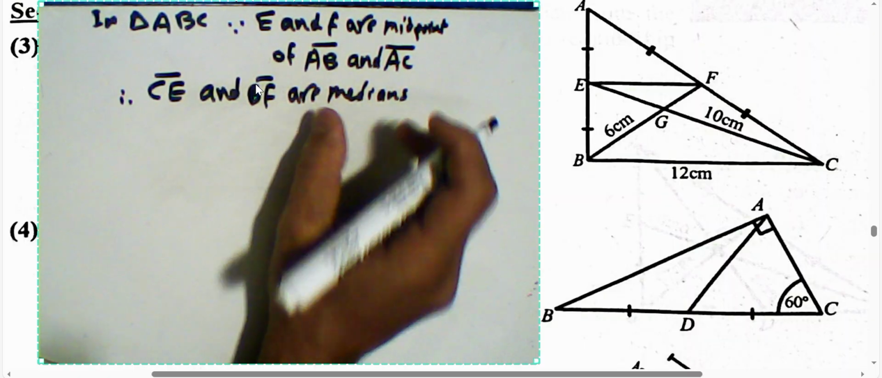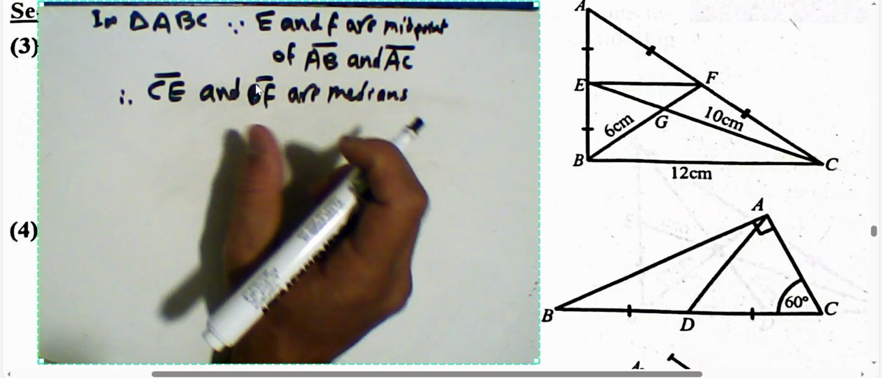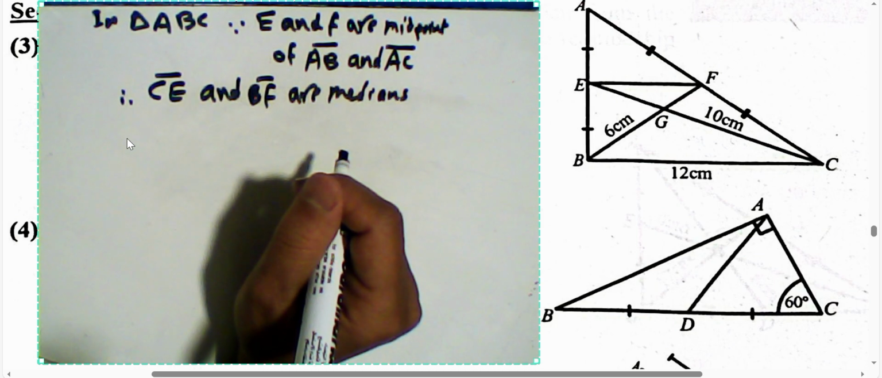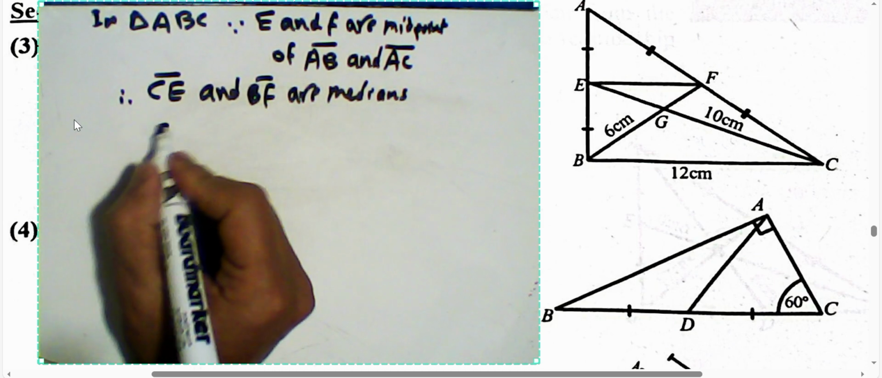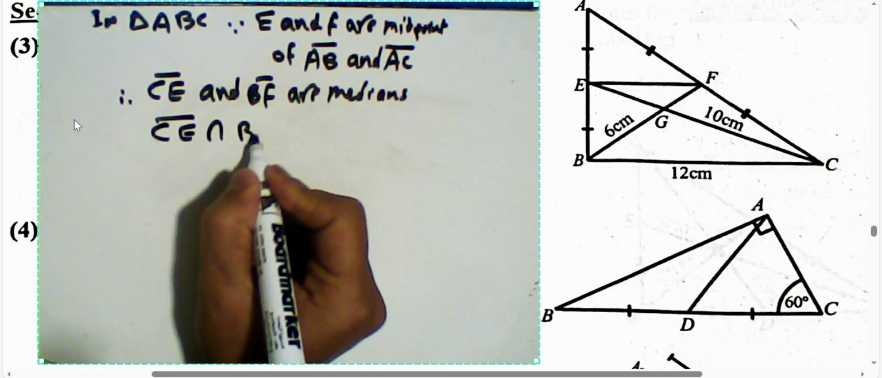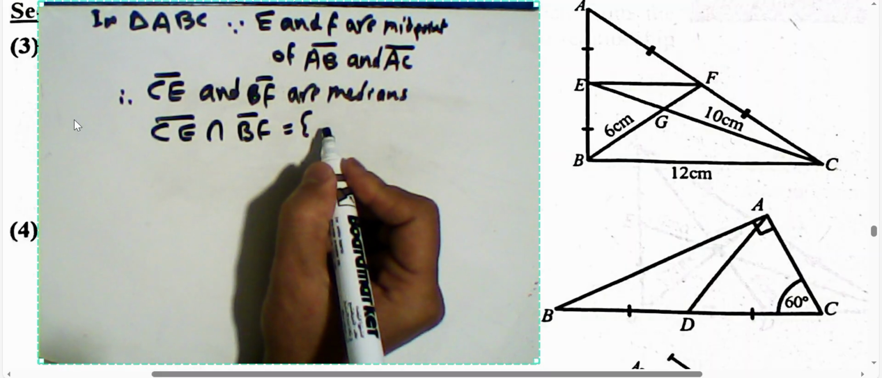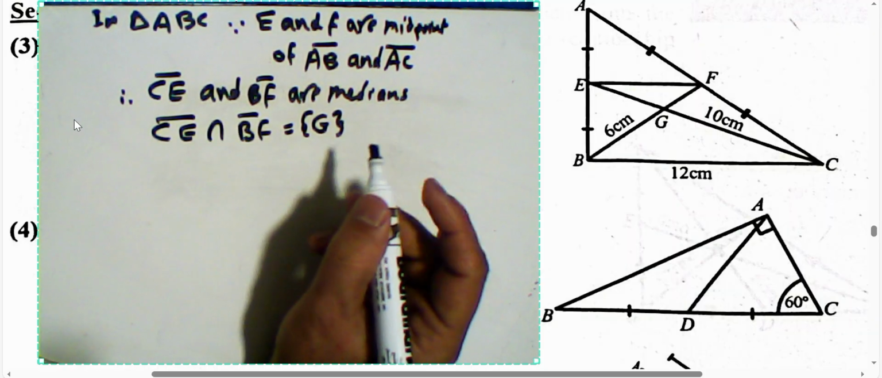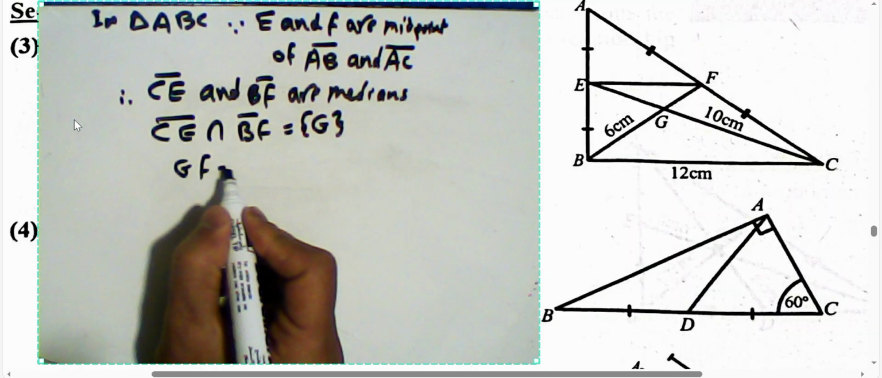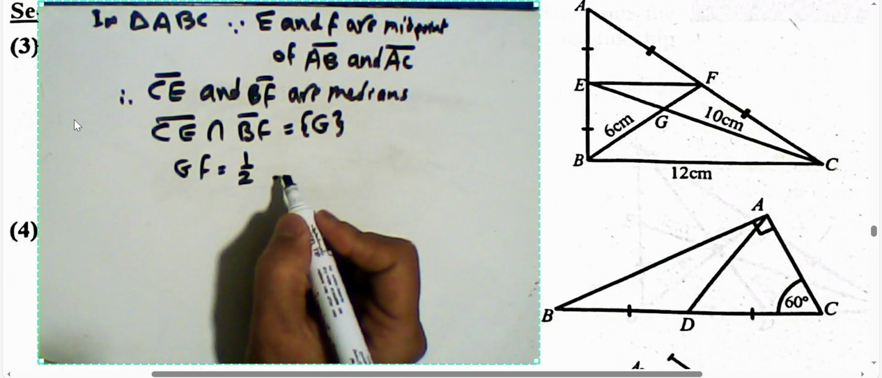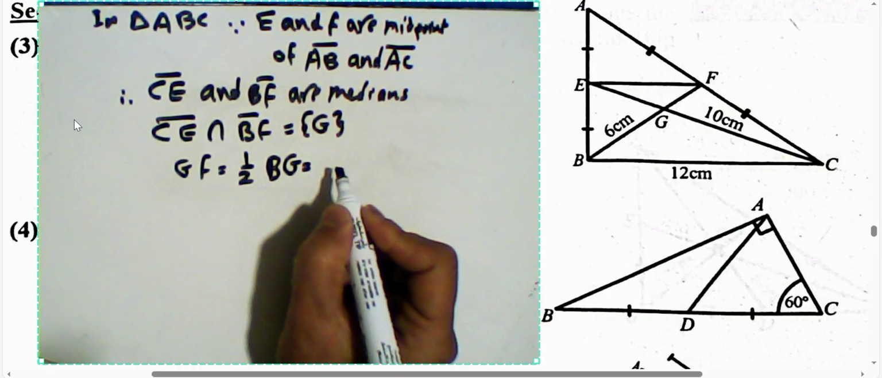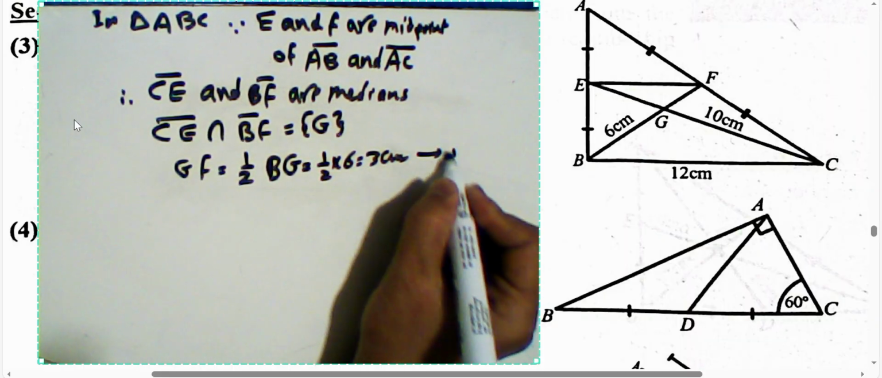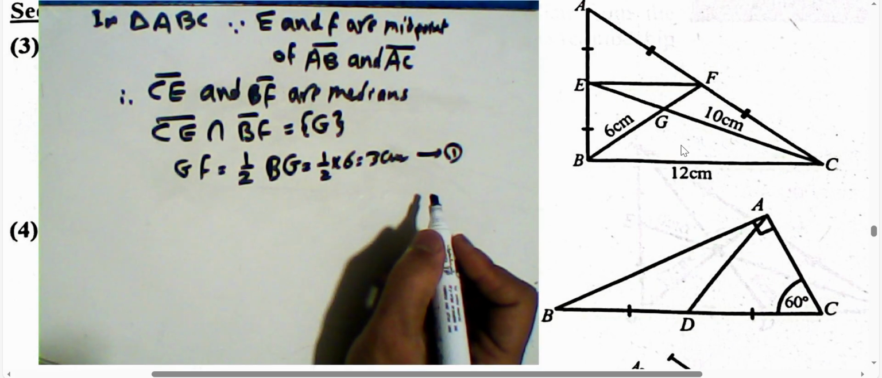Okay, we prove that they are medians because CE is drawn from the vertex C to the midpoint of the opposite side, and also BF. Then we have medians in the triangle, and then CE intersects BF at the point G. The intersection at point G, then G is the centroid point. So we can find GF. GF will be half of BG, half of 6 equals 3 centimeters. Okay, the side length will be 3 centimeters.